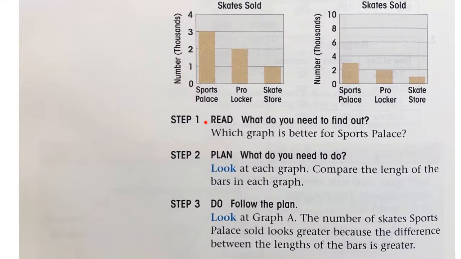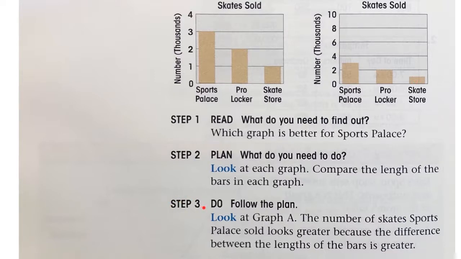Let's read. What do we need to find out? Well, which graph is better for the Sports Palace? Step 2. Make a plan. What do we need to do? We need to look at each graph and compare the length of the bars in each. This one's long. That's not as long. That's not as long. This one is pretty small, and then they just get smaller.